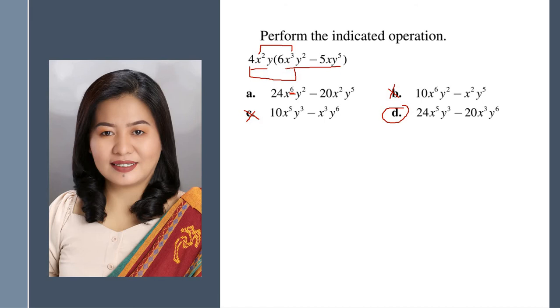But for the sake of the discussion, we will be solving it, okay? So y times y squared is y cubed, and this is correct. And 4 times 5 is negative 20. X squared times x is x cubed, and y times y to the fifth is y to the sixth. So we are sure that it's letter D, and our answer is correct. We moved on.